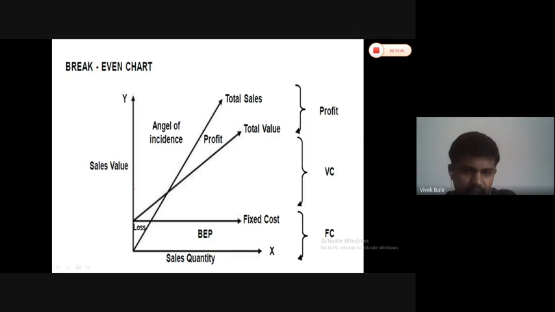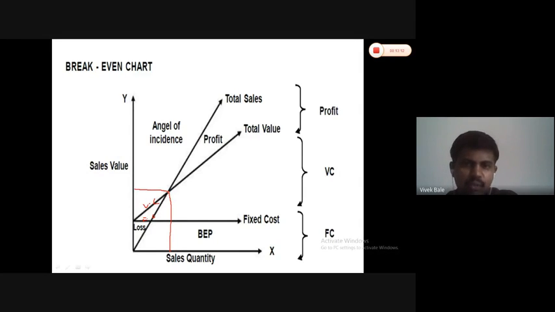It means this is the point at which, here you can see, total sales is equal to total cost, fixed plus variable. See here, it is a fixed cost and this one is the variable cost. So fixed cost plus variable cost, total cost, is equal to what?